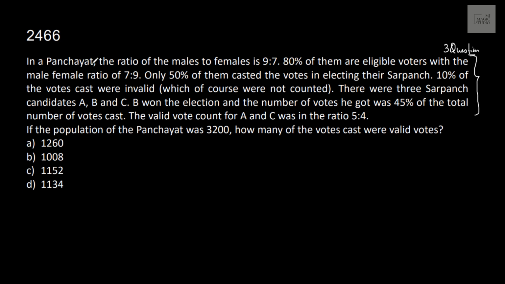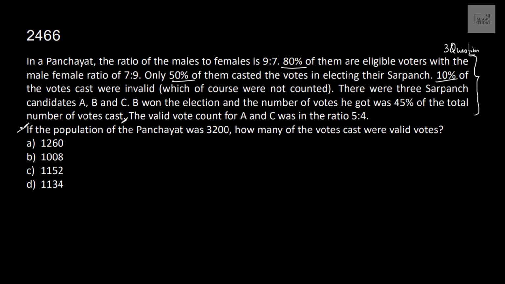In a panchayat, the ratio of males to female is 9:7. 80% of them are eligible voters with the male-female ratio of 7:9. Only 50% of them casted the votes in electing their sarpanch. 10% of the vote cast were invalid. There were 3 sarpanch candidates A, B and C. B won the election and the number of votes he got was 45% of the total number of vote cast. The valid vote count for A and C was in the ratio 5:4.